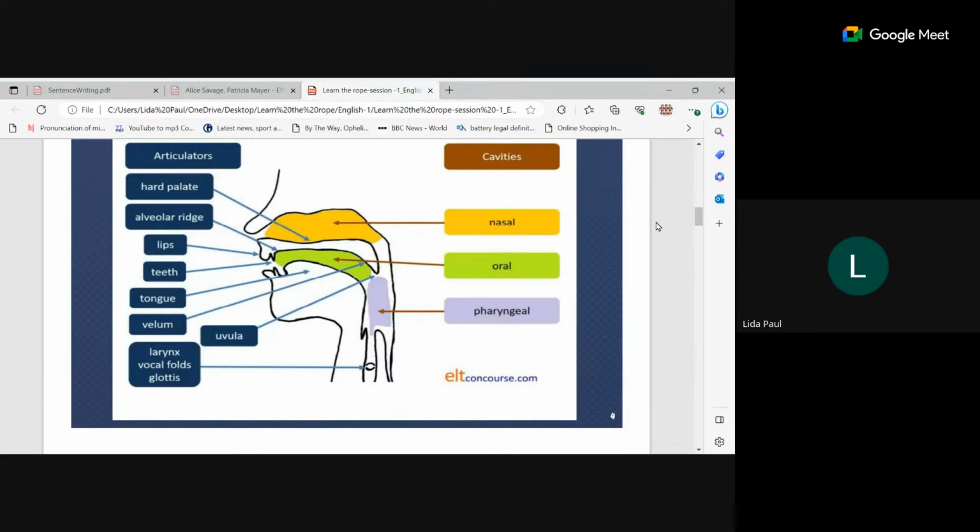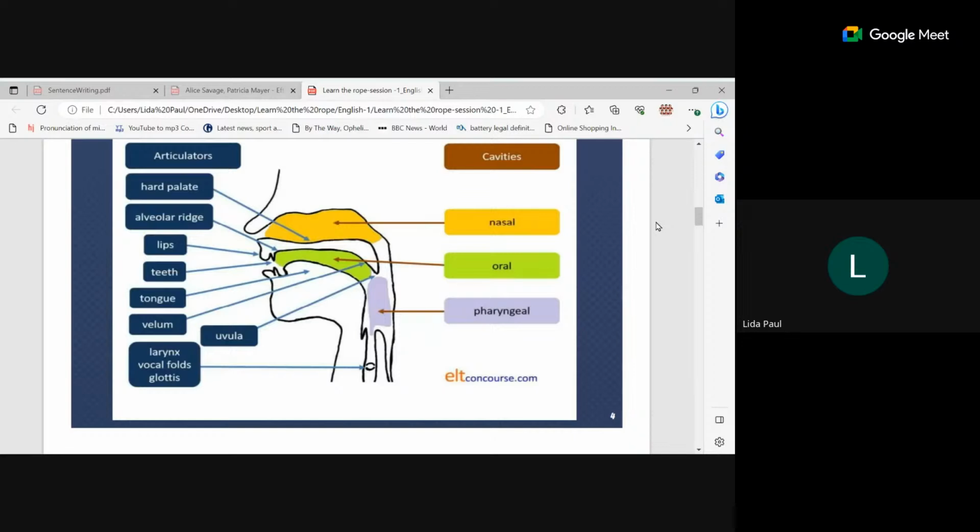Look at it on your left hand side, you have a list of articulators, right? Articulators, basically, the name suggests that this is what helps you articulate the sound. This is what helps you make that sound, right? That is what the meaning is. So how many articulators? We are going to look at all of them. So, we have hard palate, alveolar ridge, lips, teeth, tongue, velum, larynx, vocal folds, glottis, and the uvula.